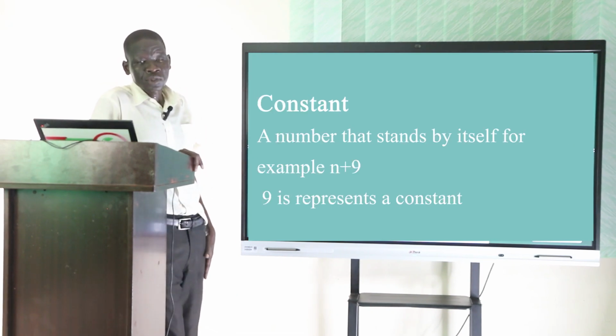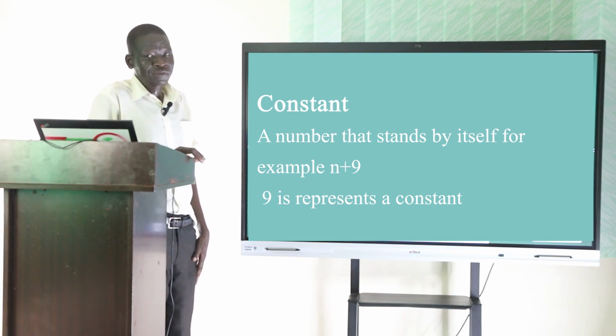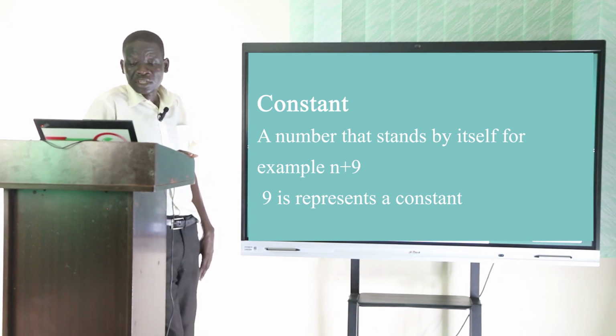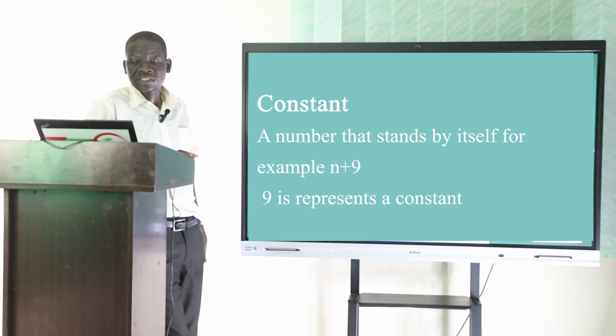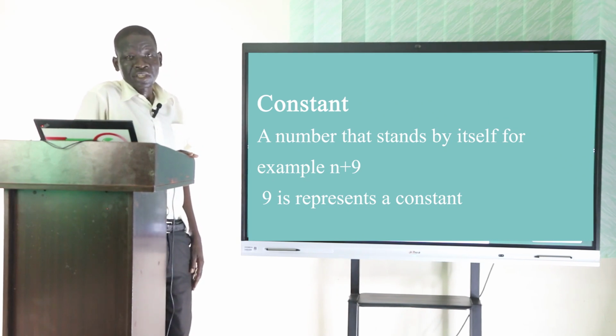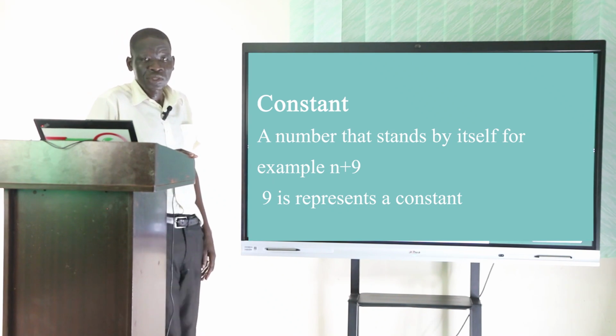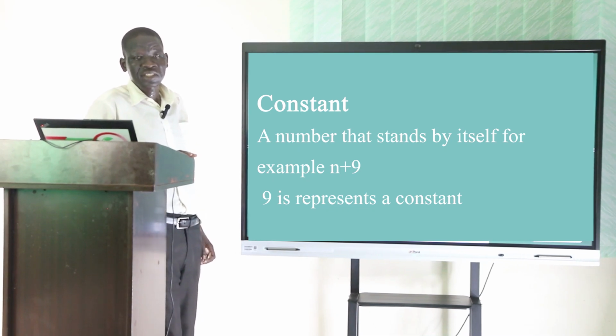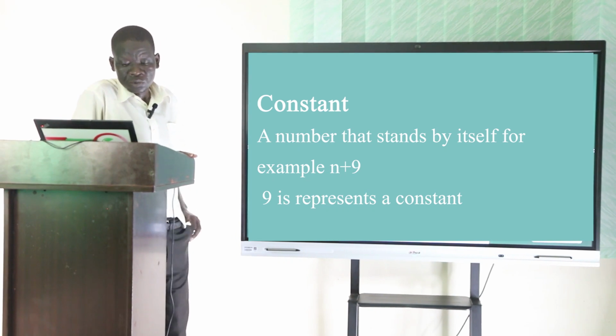Then we also have what we call a constant. In algebra, we have constants. A constant is a number that stands by itself. For example, in the situation we looked at above, n plus 9, the 9 represents a constant. You find that it stands on its own.